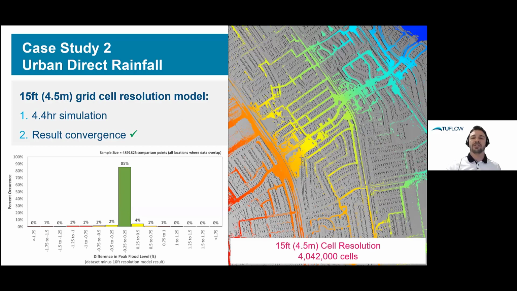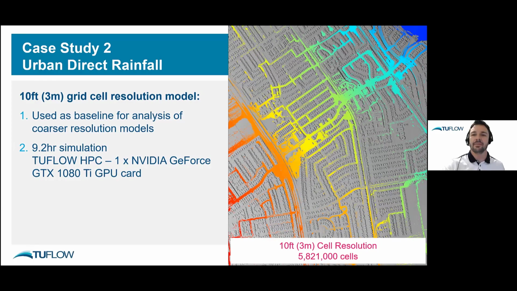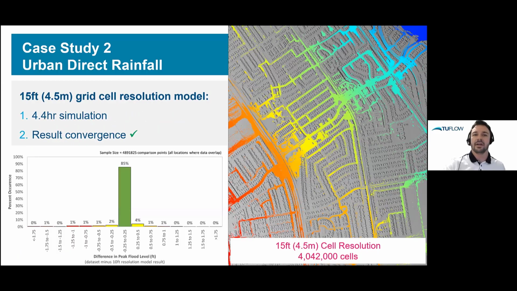Okay, I've now actually updated that image on the right with the 4.5 meter cell resolution results. I'll just step back so you can see the change in result. So looking at the image on the right there, I'll move on to the next slide. And that's what happens when you increase that resolution from a 3 meter resolution to a 4.5 meter resolution.